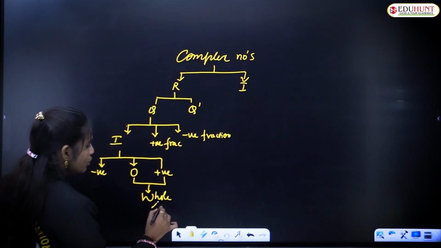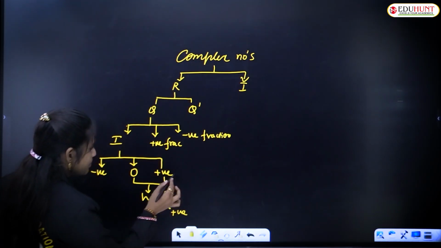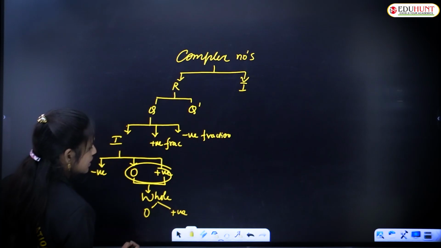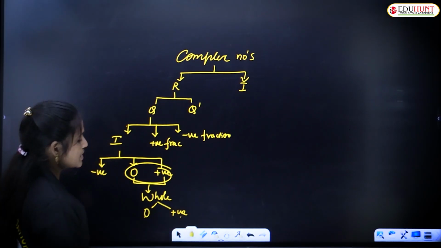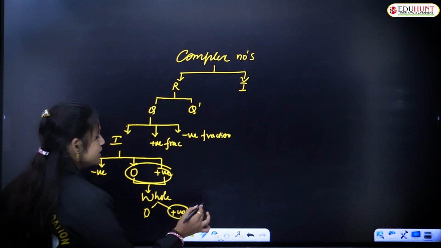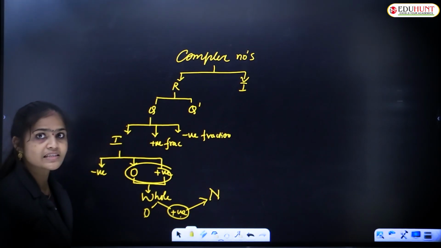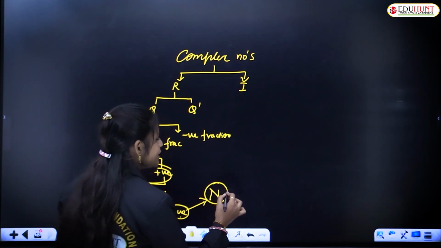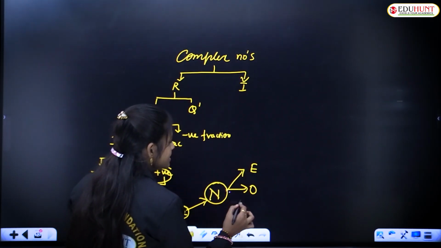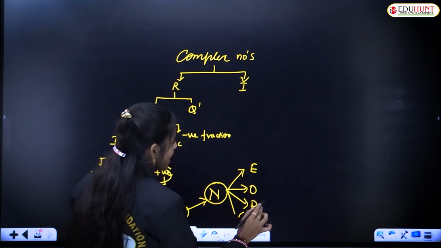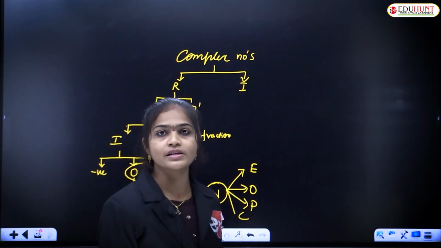Again in whole numbers we have 0 and positive natural numbers. So 0 is there as well as positive natural numbers. These positive numbers are known as natural numbers. Again in natural numbers we have even numbers, odd numbers, prime numbers, composite numbers. Completed. This is the flow chart we discussed in the first video.